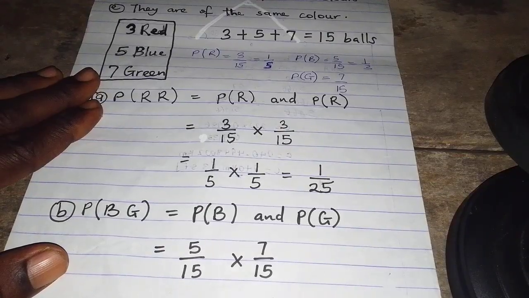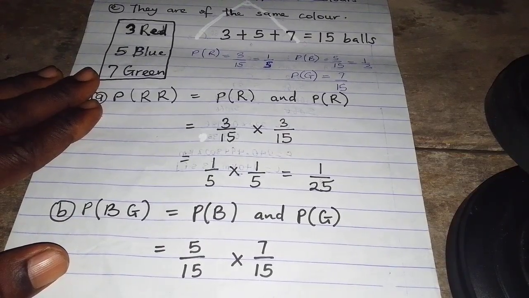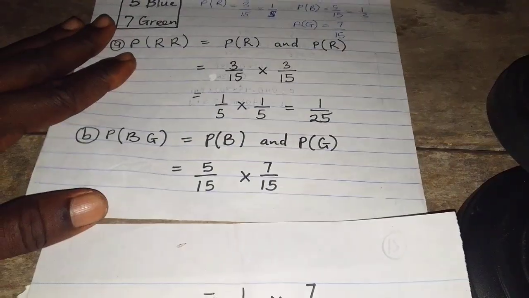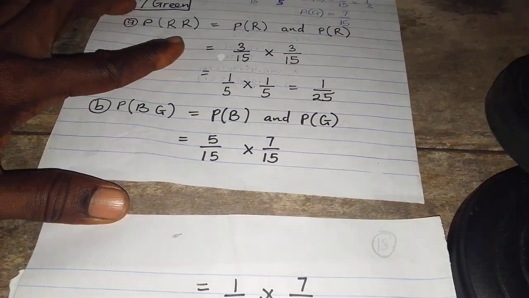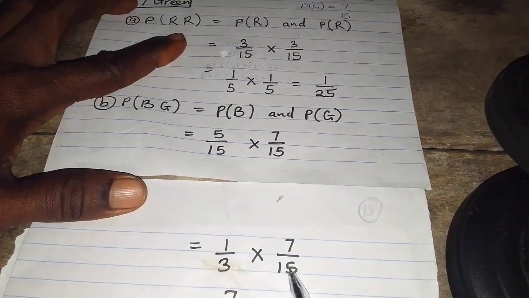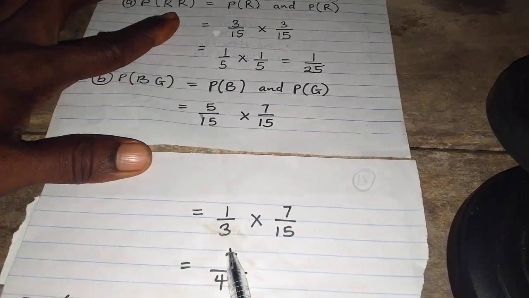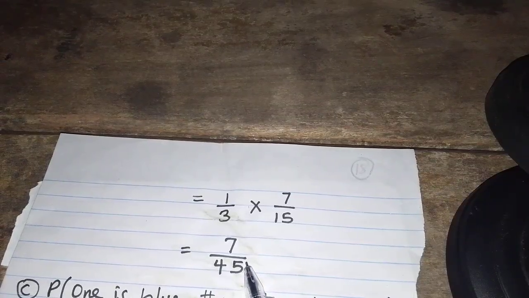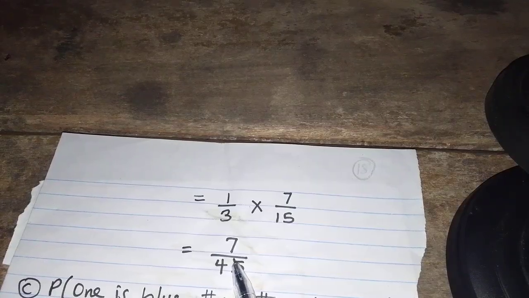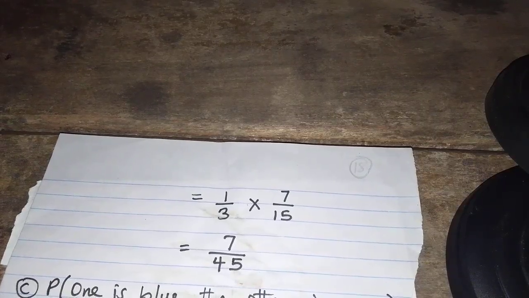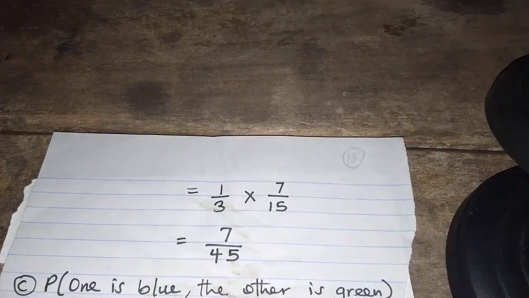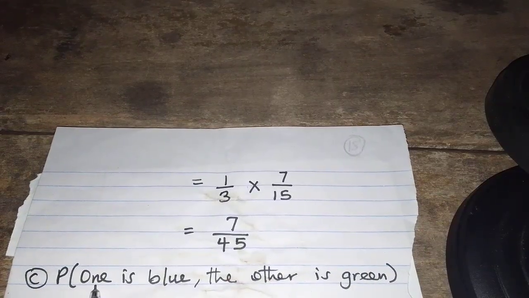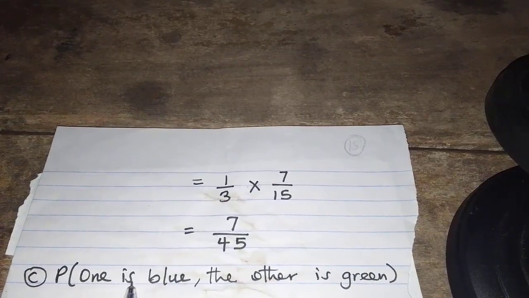So when you reduce this to the lowest term, 5 over 15 is the same thing as 1 over 3, times 7 over 15. So 1 times 7 gives us 7, and 3 times 15 gives us 45. So the probability of having the first one to be blue and the second one to be green is 7 over 45.